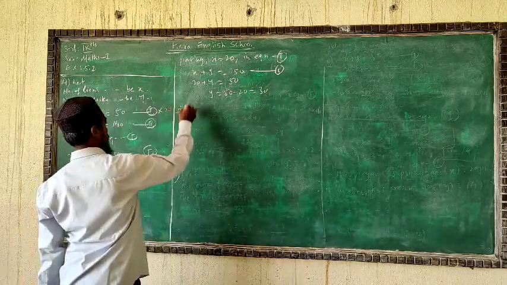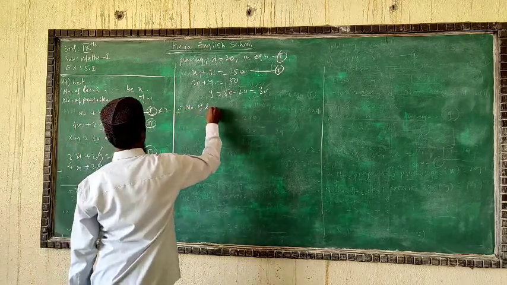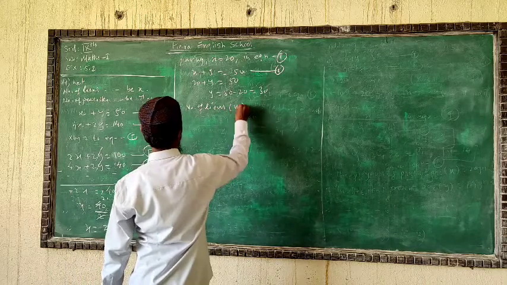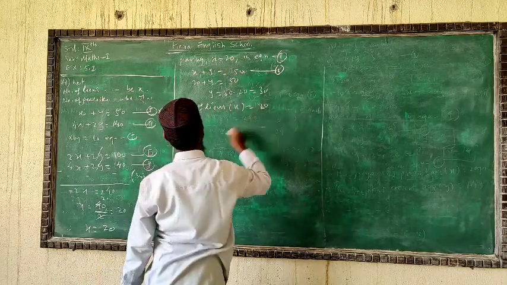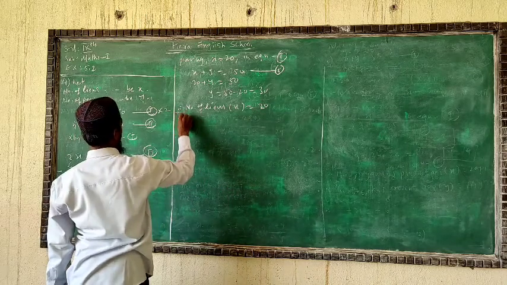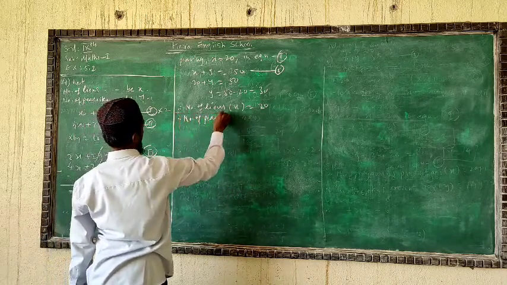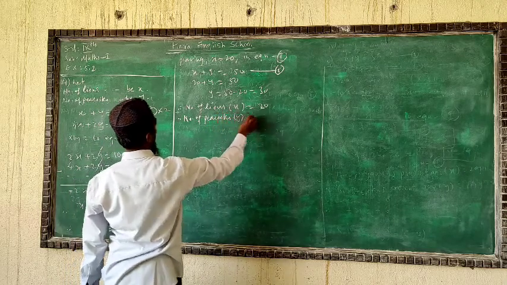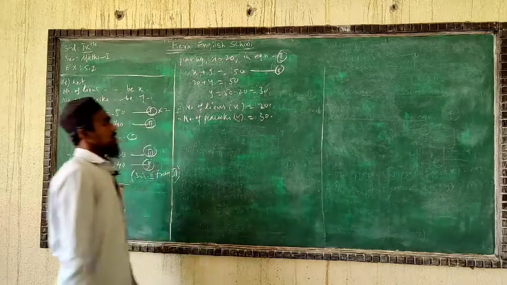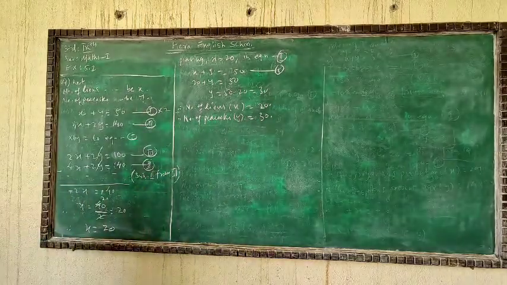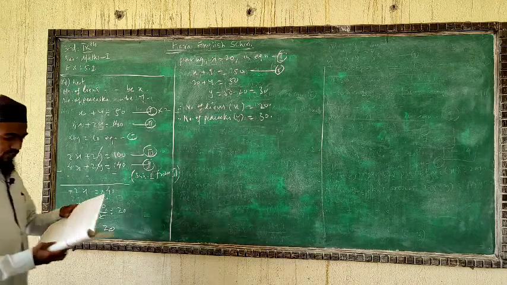Therefore, in the zoo, the number of lions, it was x. How much? We got x as 20, and the number of peacocks, it was y, we have 30. These are your answer. There were 20 lions and 30 peacocks. Got everyone? Now you can do questions like these.